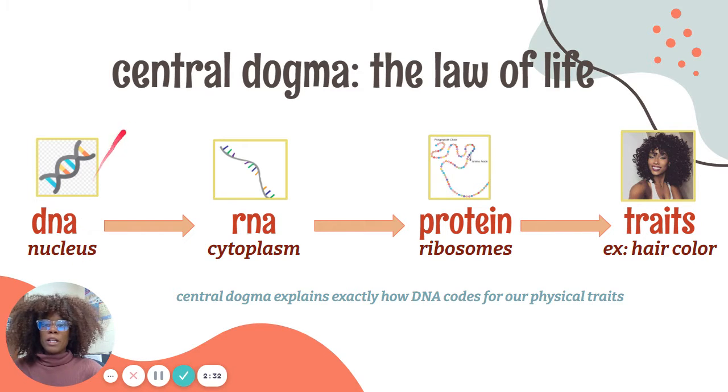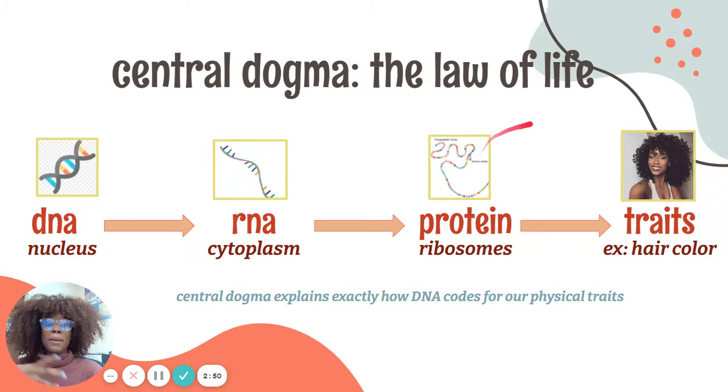Then DNA is converted into what's called RNA, ribonucleic acid, that is found in the cytoplasm. That RNA is then used to create proteins. Proteins are made on protein factories called ribosomes. And those proteins are actually the things in our cells that do jobs.